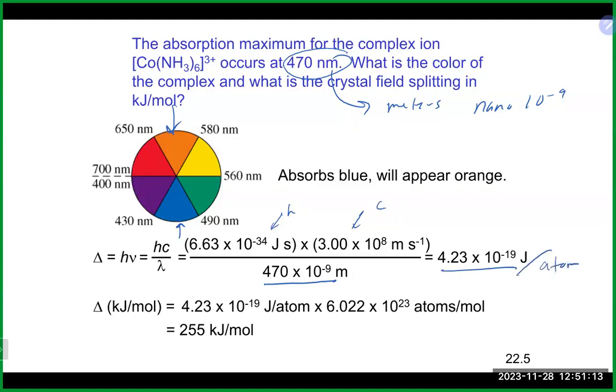So if we want it per mole, that is why our friend Avogadro's number came into play here, to convert it from atoms to moles. And then we get something like 255 kilojoules per mole as the energy difference between those different d orbitals.